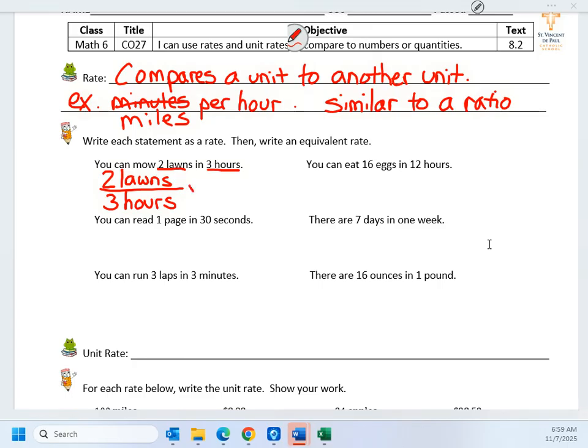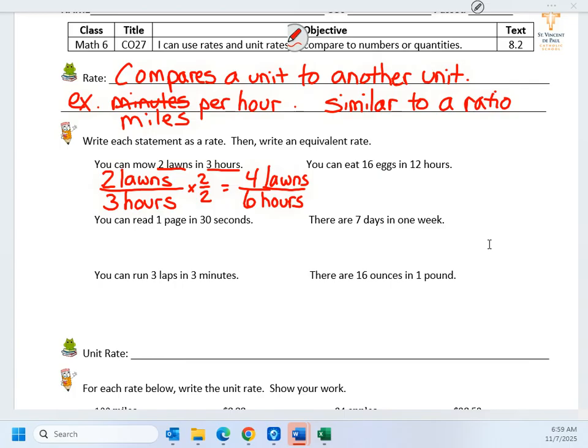Now to do an equivalent rate, I can multiply the top and the bottom by that same scale factor. 2 times the 2 equals 4 lawns. 3 times the 2 equals 6 hours. Again, put your labels. So you write your original rate, you write the scale factor that you are multiplying both the top and the bottom by, the same number, and then you make sure you put your labels on that equivalent rate.